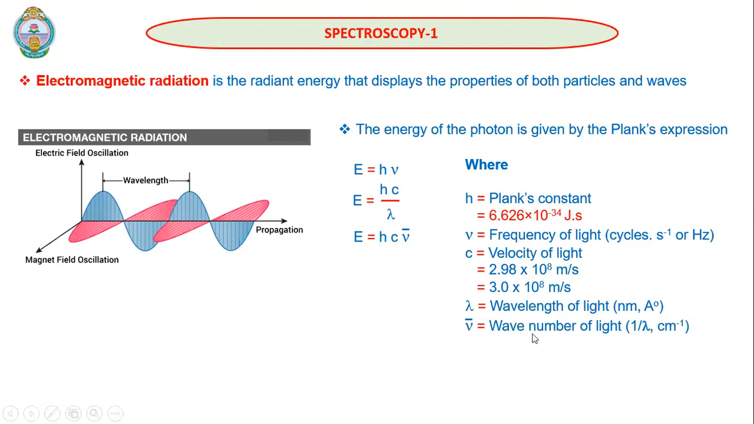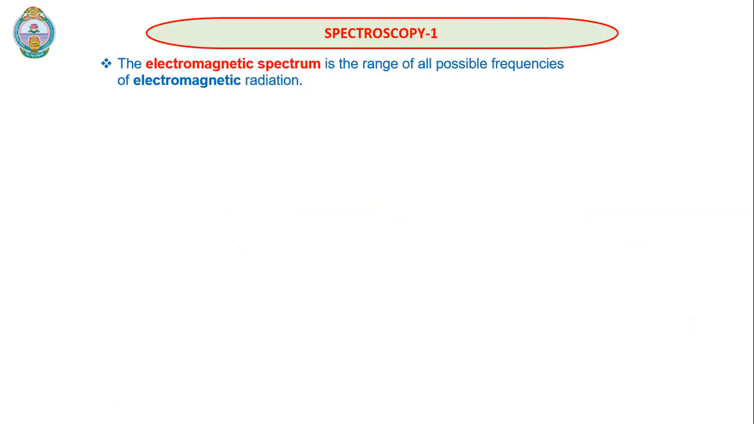Generally it is a very small value, so we use nanometers or angstroms in case of wavelength. Nu bar is the wave number. Nu bar is nothing but 1 by lambda, so it is the inverse of lambda. So the units are generally centimeters inverse. Now Planck's equation is used to calculate the energies when we have wavelengths, or vice versa. So throughout the spectroscopic techniques, we use only Planck's equation for calculating the energies.